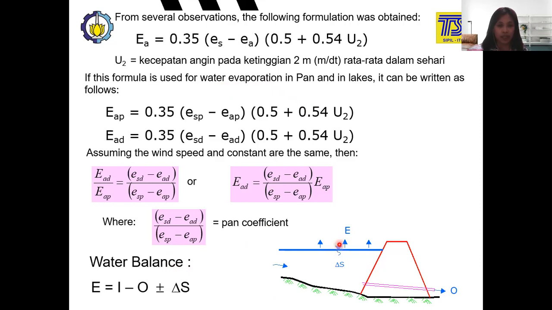And this evaporation is also related to water balance. If you remember, we already talked about water balance in our previous modules. This water balance means that the evaporation equals the inflow minus outflow plus or minus the change of the storage. So here, if we have an inflow and an outflow, and then there is a change in the storage, we can calculate the evaporation based on the variables that we already calculated before.